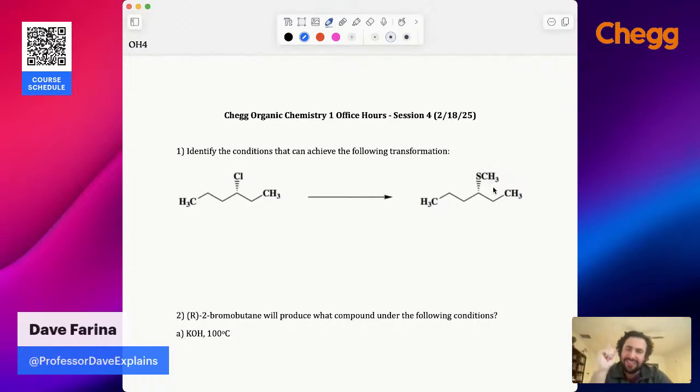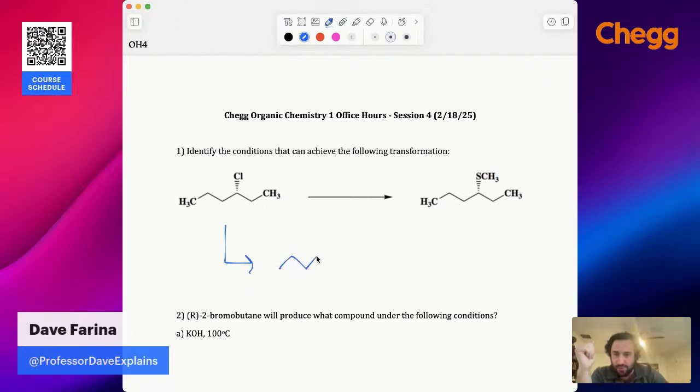So let's think a little bit about what we can do. If SN2 inverts the stereochemistry, then doing another SN2 reaction will bring the stereochemistry back to the original. So what if we were to do two SN2 reactions in succession? We invert the stereochemistry and then invert it back. So let's do this.